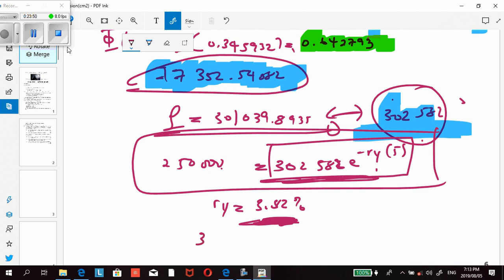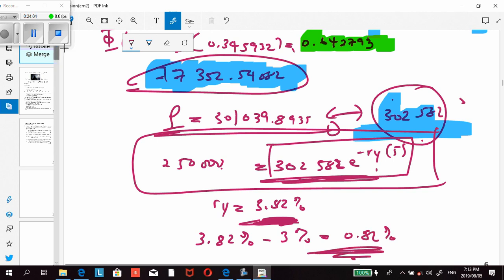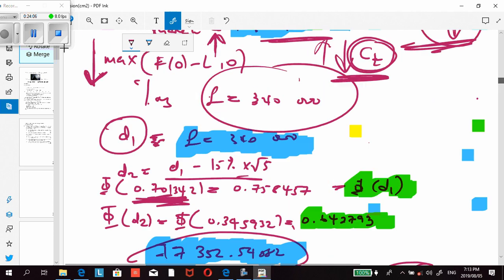So I'm going to say 3.82% minus 3% to get the value of 0.82%. You see, that wasn't very difficult.